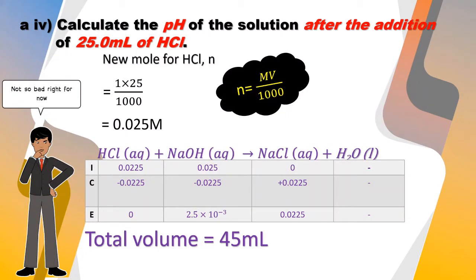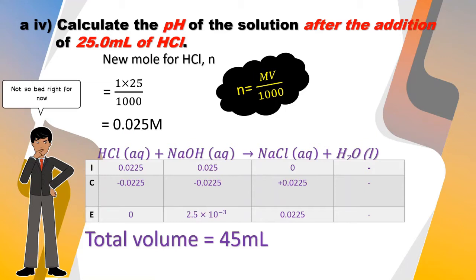Calculate the pH of the solution after the addition of 25 ml of HCl. So they ask to calculate the pH after the addition of 25 ml. First of all, you need to find the new mole of HCl, n equals MV per 1000. Based on that, you will get the new mole, which is 0.025 mole. Again, unit is very important. And next we write down the equation again with the correct state and only a single arrow because it's HCl and NaOH.